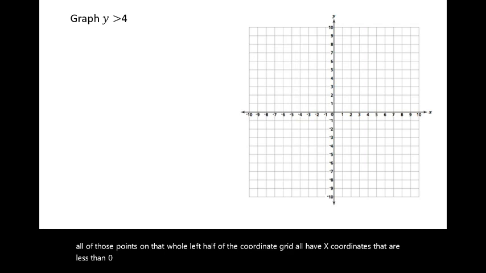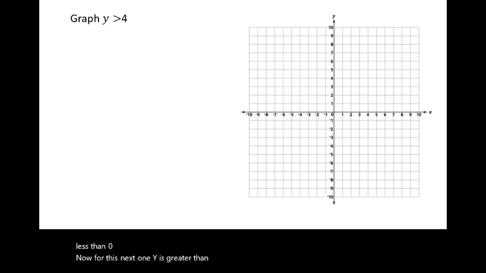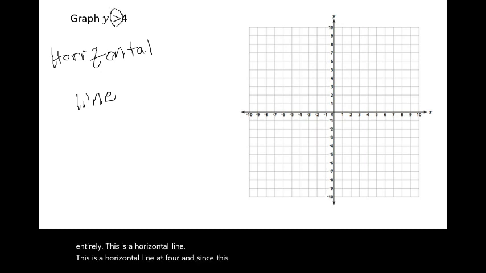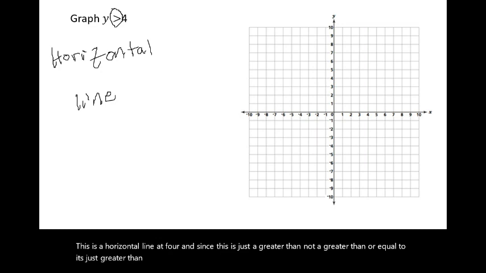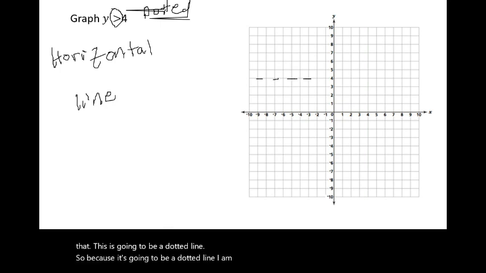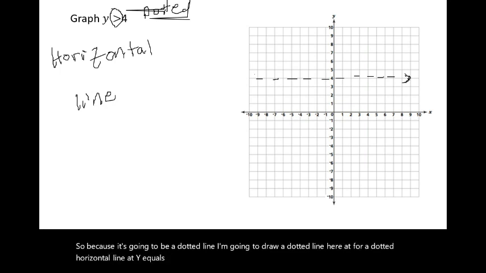Now for this next one, y is greater than 4, remember if all you have is a y and x is just missing entirely, this is a horizontal line. This is a horizontal line at 4, and since this is just a greater than, not a greater than or equal to, it's just greater than, that means we're not going to include the points on the line, which means that this is going to be a dotted line. So because it's going to be a dotted line, I am going to draw a dotted line here at 4, a dotted horizontal line at y equals 4.